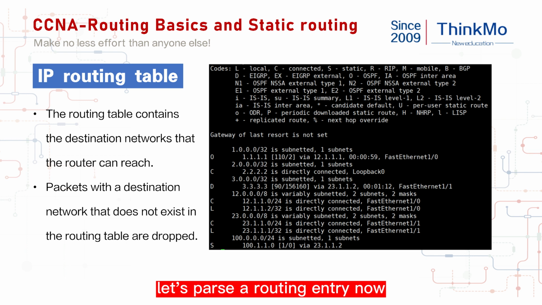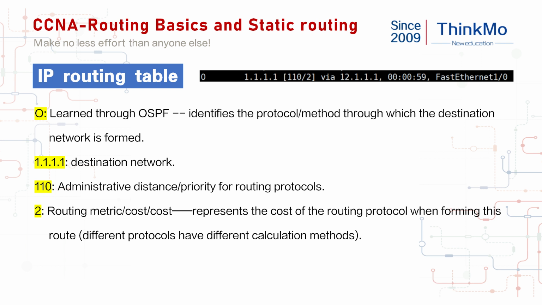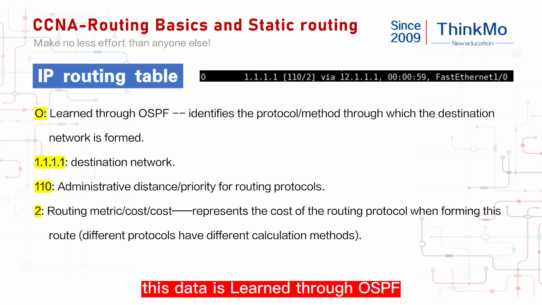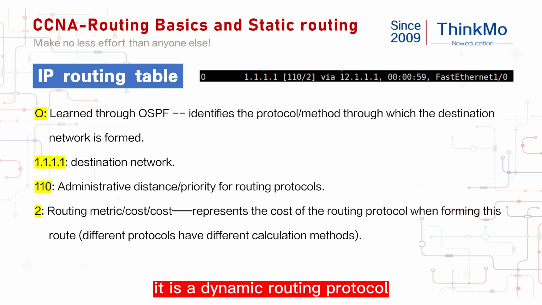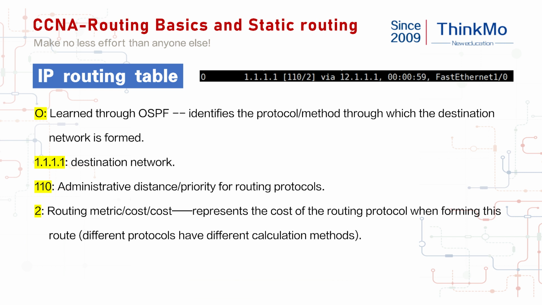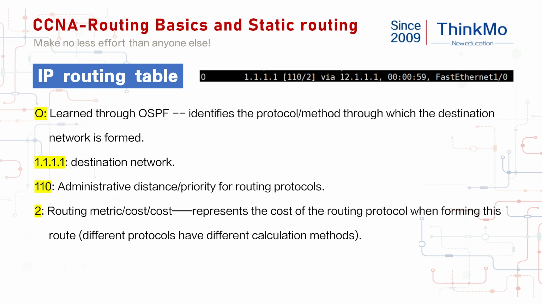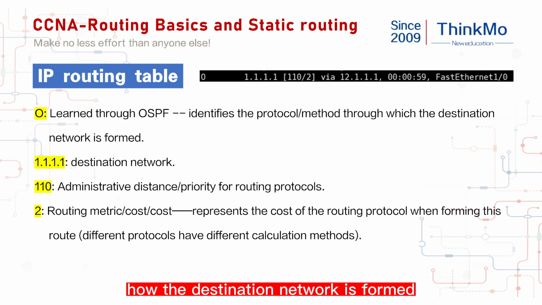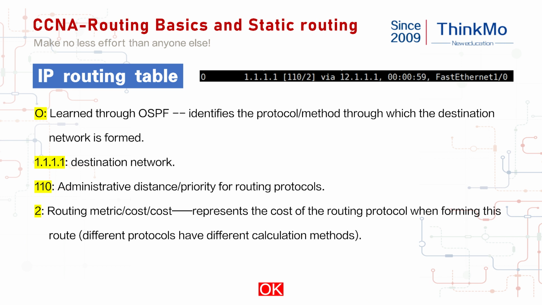Let's parse a routing entry now. Let's look at this one. This is a piece of information in the routing table. I just said, this O stands for OSPF. This data is learned through OSPF. Learned means automatic. We'll get to OSPF in a minute. It is a dynamic routing protocol. Now this position of O is used to identify what protocol is used to form the destination network, or how the destination network is formed. It is now formed through the OSPF protocol. Okay. I annotate it. This is O.